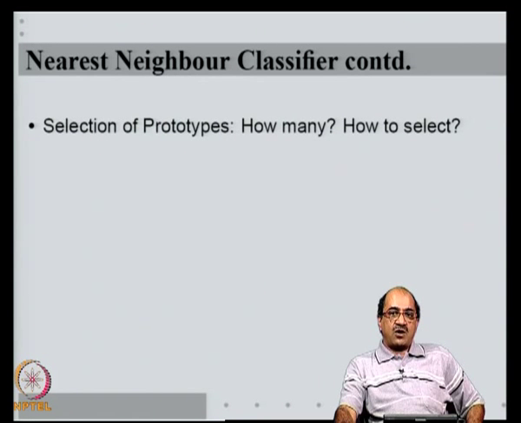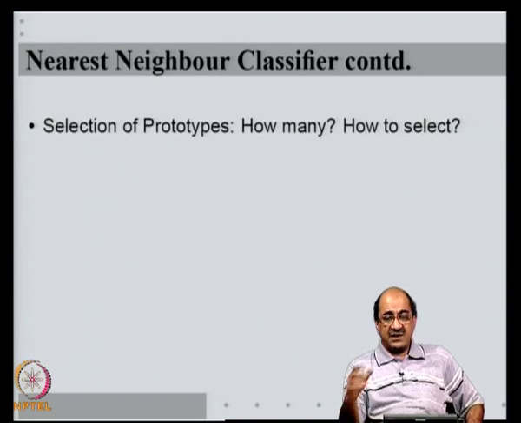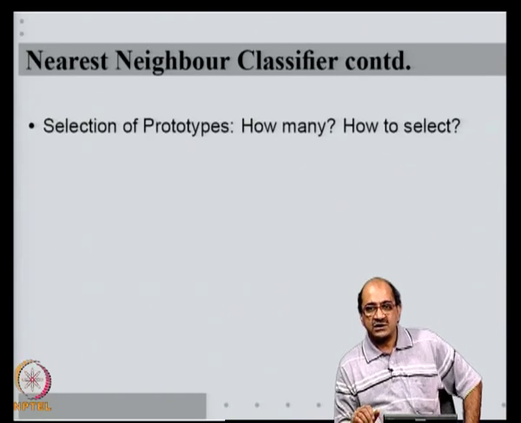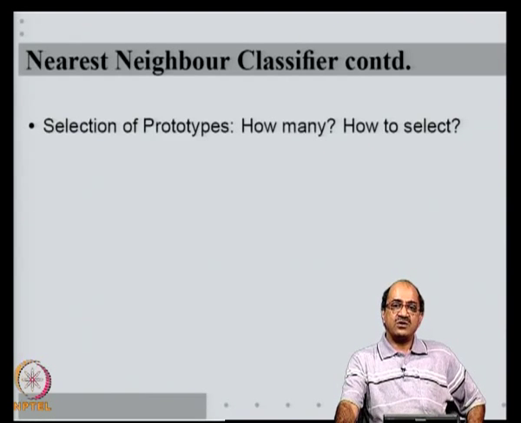Selection of prototypes. How do I select? How many to select? There are a few techniques. We may come back and discuss it a little while later. Essentially, we would like to make sure that there are enough prototypes at all parts of the feature space, so that wherever I get a new pattern, I have some prototype that is closest and of the same class to the new pattern.